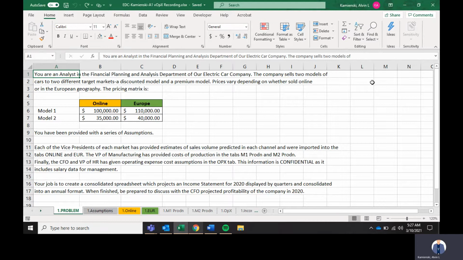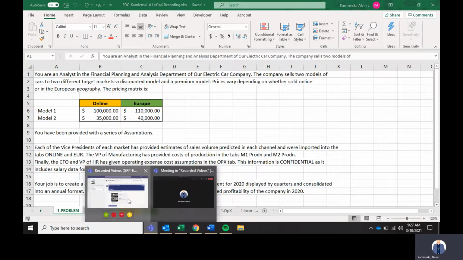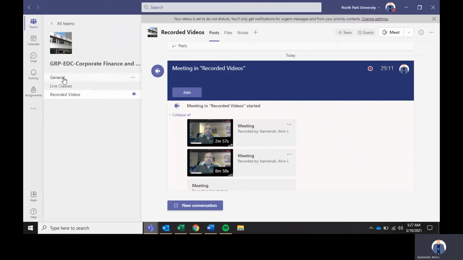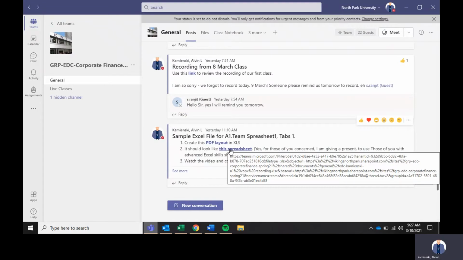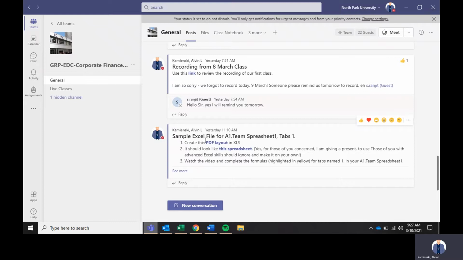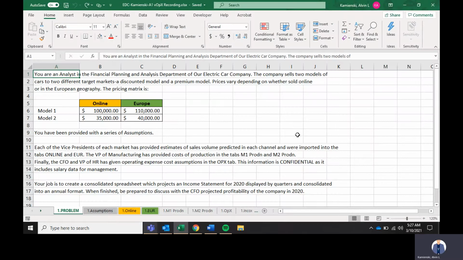You may notice that if you need assistance getting started, I made a copy of the particular spreadsheet that I'm going to be working from, and I put it right here in the general posts area, called sample Excel file for assignment 1 team spreadsheet tabs labeled number 1. So if you feel like you need that help, I gave it to you. Okay, let's go ahead and get started.